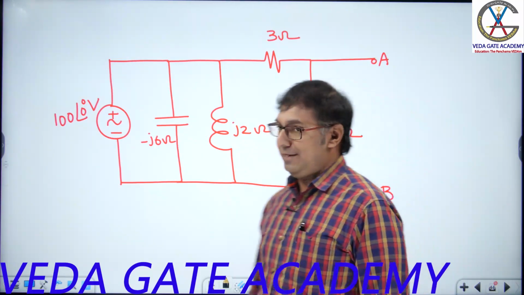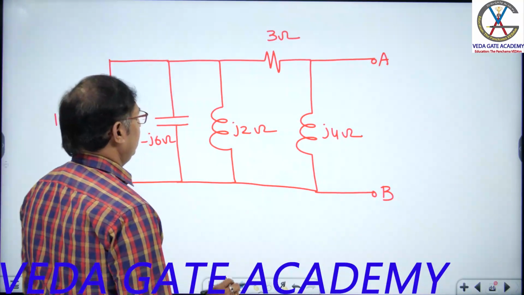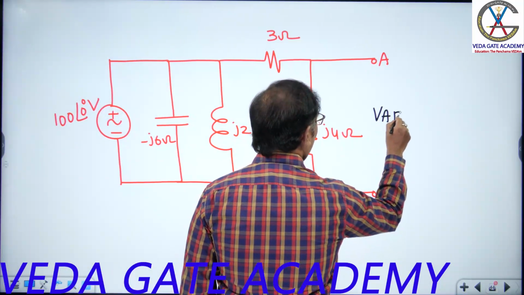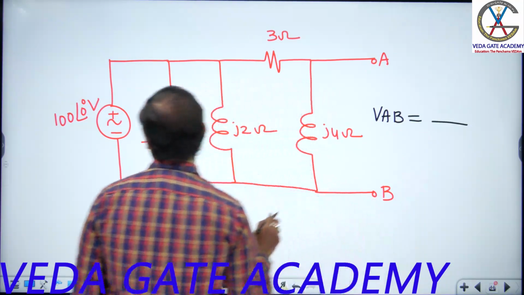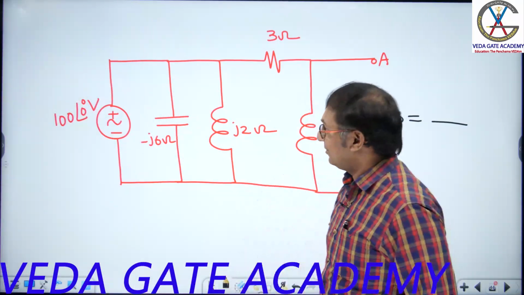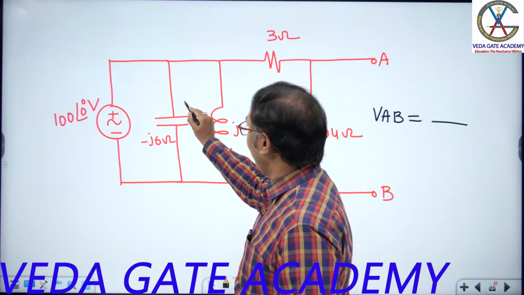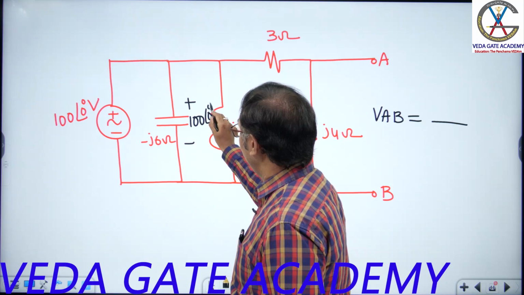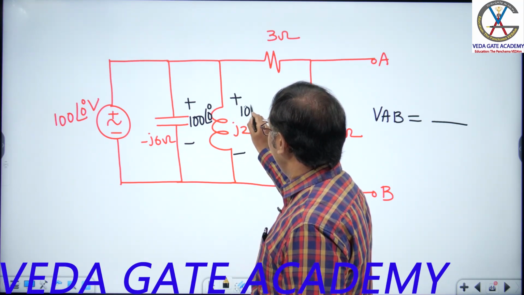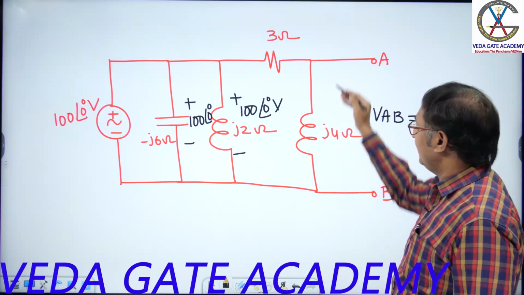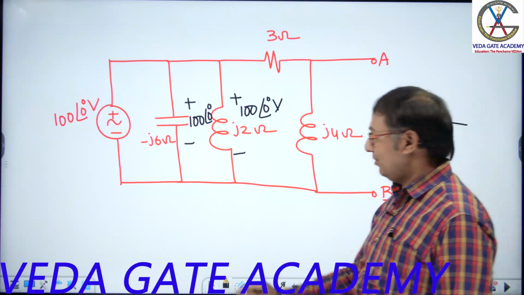Next question, sir. VAB is dash. He is simply asking for the value of VAB. Come on, it is simple; pen not required. All these are connected in parallel. What is this voltage? 100 volts. What is this voltage? 100 volts. Now this 100 volts divides between this and this. I am asking for the voltage across this. What is VAB?